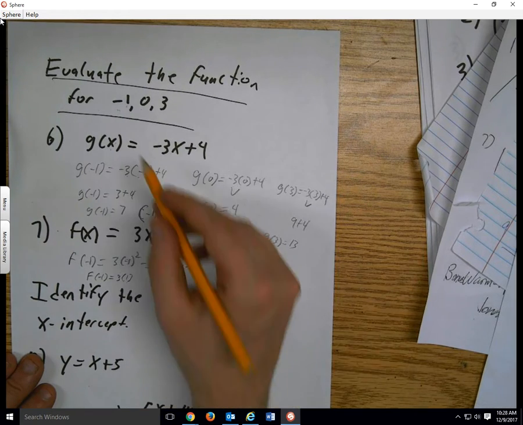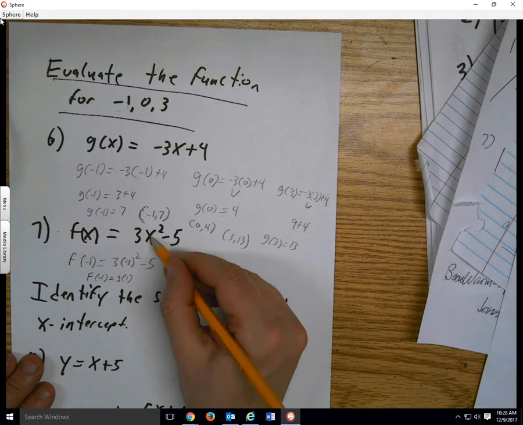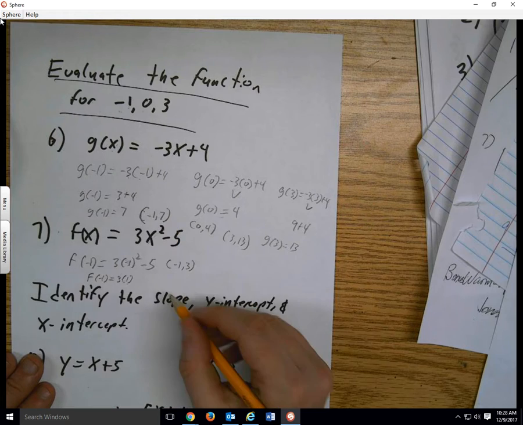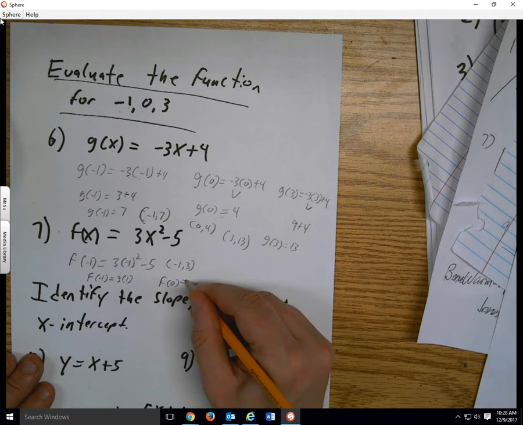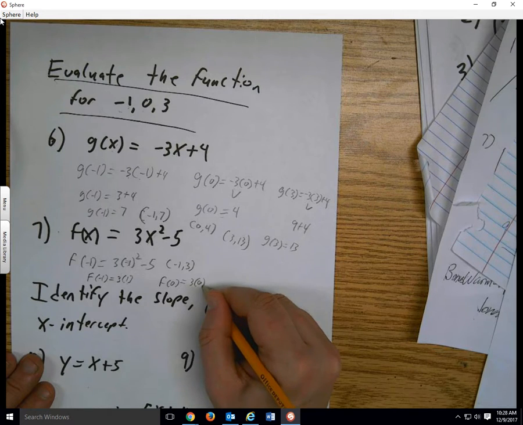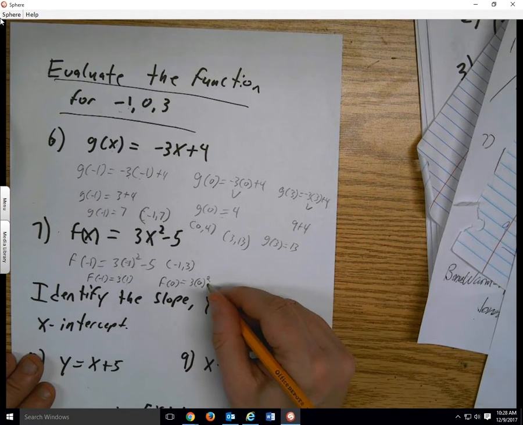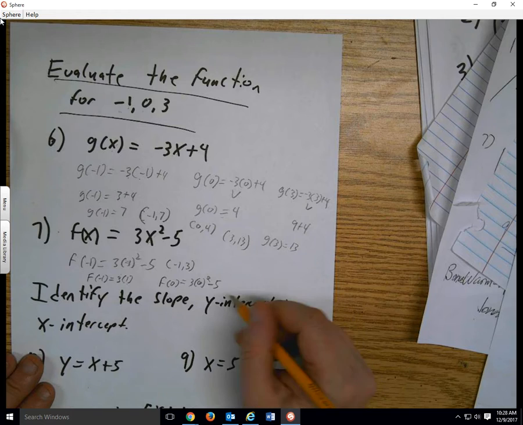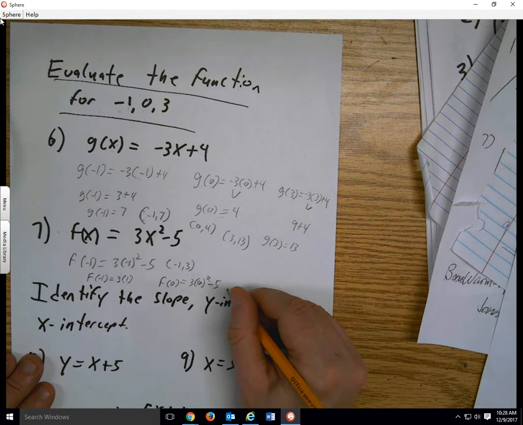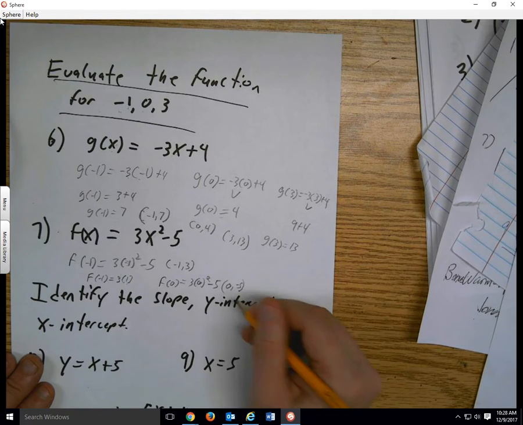Now we try the next number, 0. Anything to the 0 power equals 1. So if I input a 0, you'd have 3 times 0 squared. I'm sorry, I told you the wrong thing. 0 squared is just 0 times 0, which is 0. And 3 times 0 would be 0. And 0 take away 5 would just be negative 5. If I input a 0, my output is a negative 5.